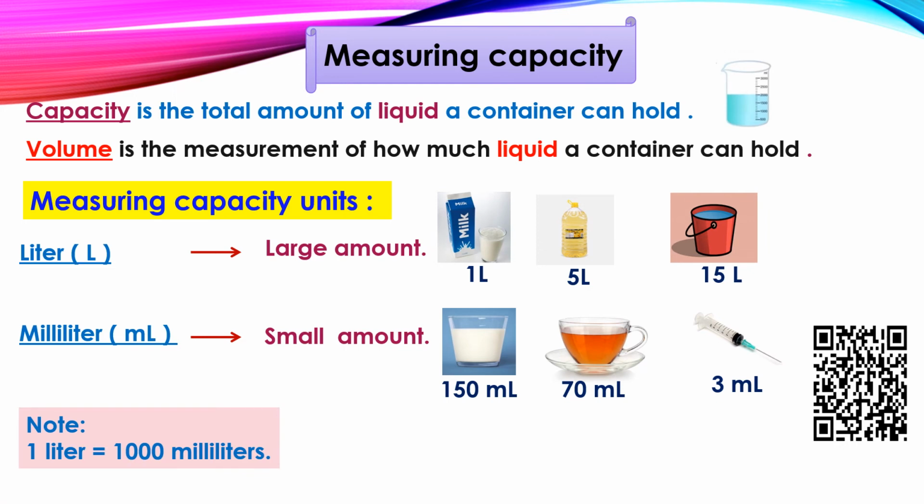Here we wanted to know the relation between liter and milliliter. Okay, 1 liter equals 1,000 milliliters. For example, 2 liters equals 2,000 milliliters. 3 liters equals 3,000 milliliters.